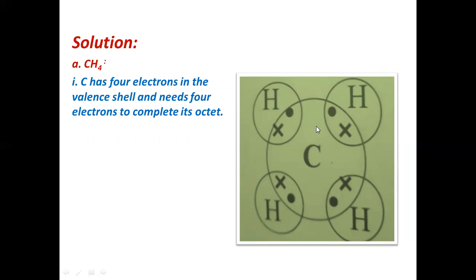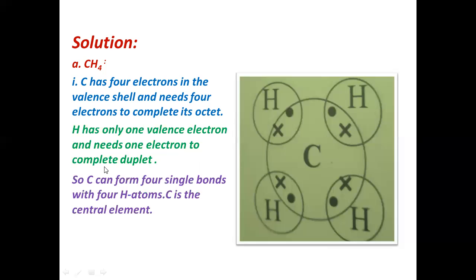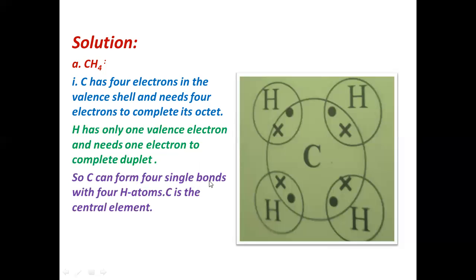So carbon is the central atom because it contributes more electrons, or it shares more electrons. It shares 4 electrons, while hydrogen will share only one electron. So carbon has 4 electrons in the valence shell and needs 4 electrons to complete its octet, while hydrogen has only 1 valence electron and needs 1 electron to complete its duplet. So carbon can form 4 single bonds with 4 hydrogen atoms, and carbon is the central element.